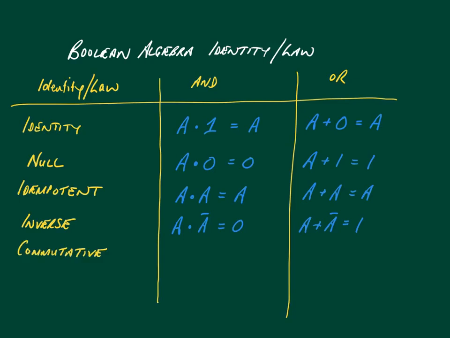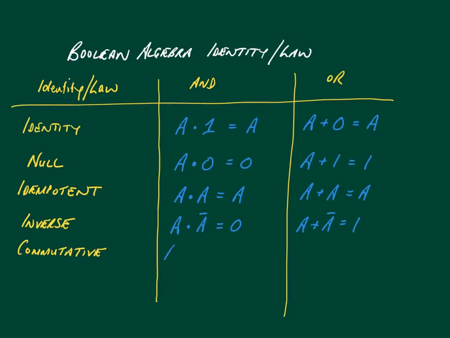So with commutative, changing the order of the operands doesn't actually change the result. In this example, if you do A and B, that's exactly the same as B and A. Same with the OR. A or B is exactly the same as B or A.